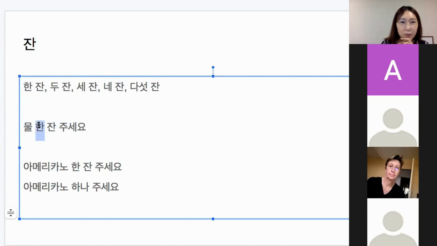물 is water. 한 is 하나, one. 잔, glass. Give me, 주세요, formal way. So give me some water, one glass of water. 물 한 잔 주세요. 한 잔, 두 잔, 세 잔, 네 잔, 다섯 잔. Good.